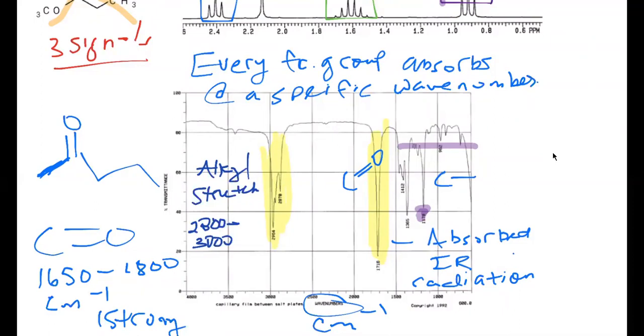And so those are the two main stretches that you're going to see in the infrared. And the key, again, is that infrared tells me about functional groups. So every functional group has a specific place where it's going to absorb that radiation and give you a stretch or give you a signal. All right, any questions about that?